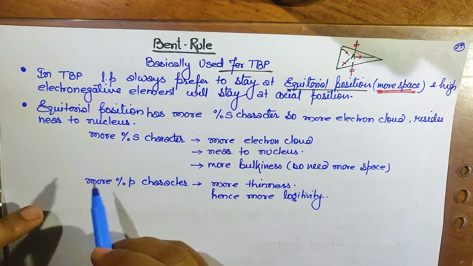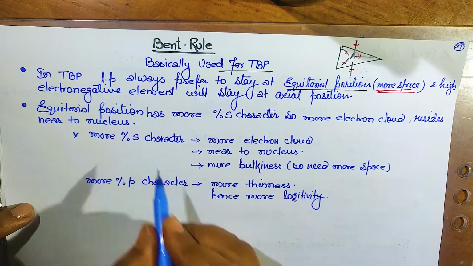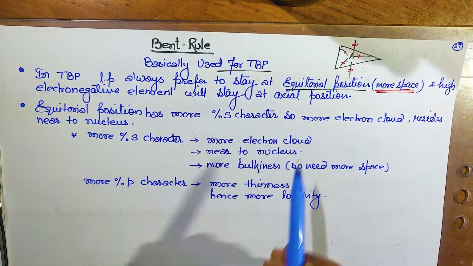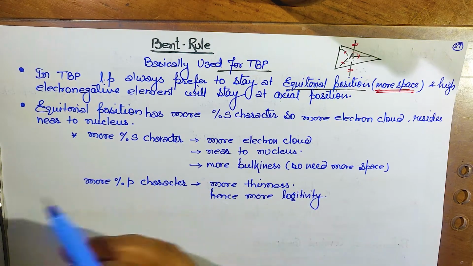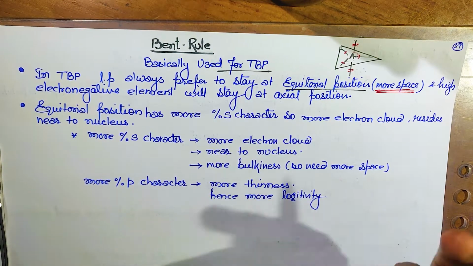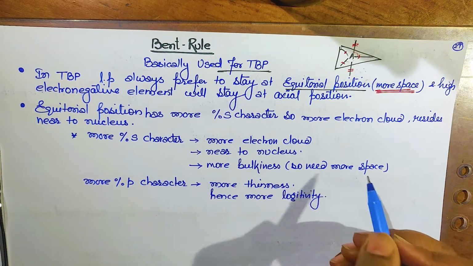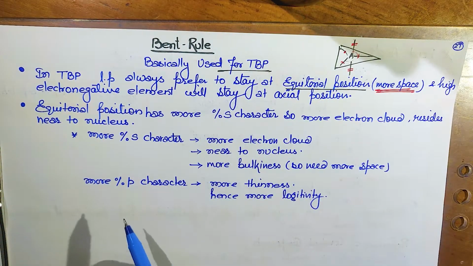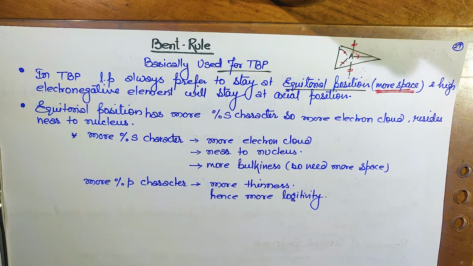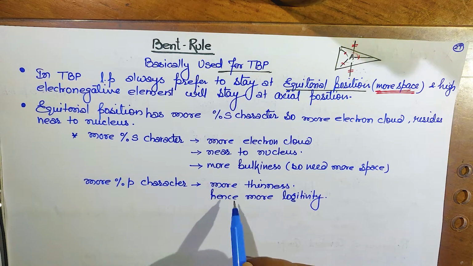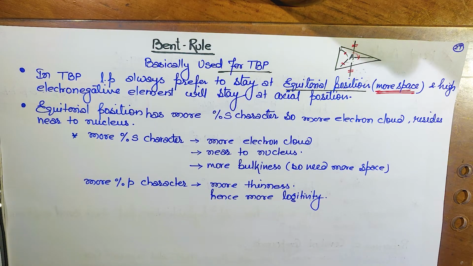A few more points: if there is more percentage S character, then there will be more electron cloud near the nucleus, and you can say it will be a more bulky group, so it needs more space. That's the reason I have explained over here. And if there is more percentage P character, then the bond will be thin, thinner and thinner, and the bond will be elongated. So how is it so? Let me explain that.